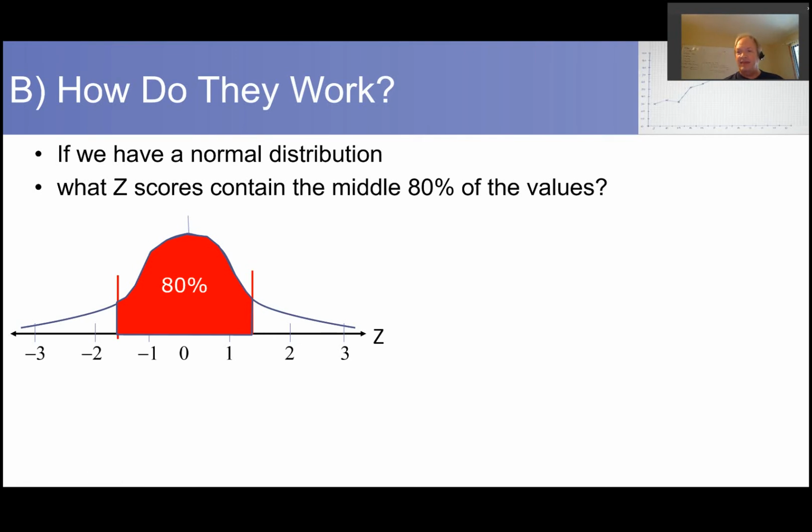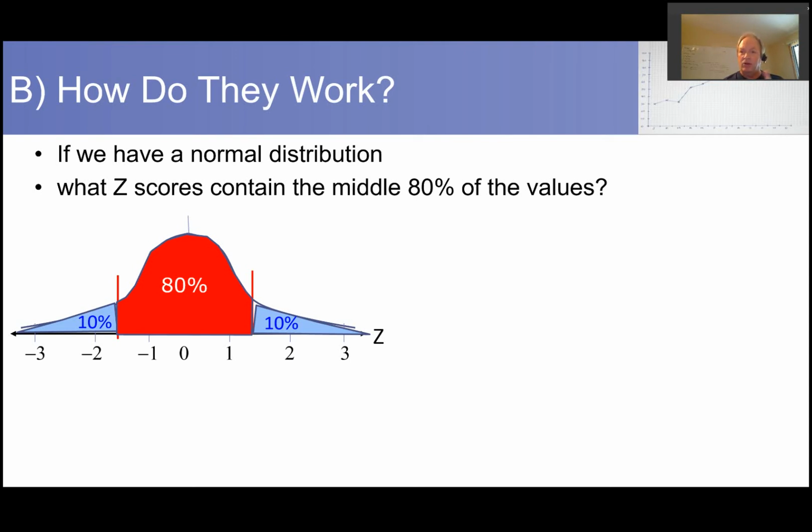And now we play this game. All the areas have to add up to 100%. So if the whole area under the curve is 100% and this middle portion is 80%, these 2 tails have to add up to 20%. And I cold-bloodedly chose those values so that this was symmetric. So these are each half of 20%, or 10%. That's what middle 80% means. It means that the values that bracket that 80% are symmetrically located about the mean.